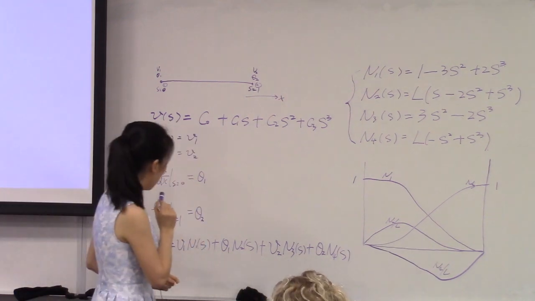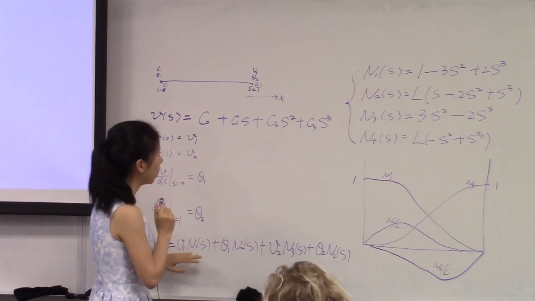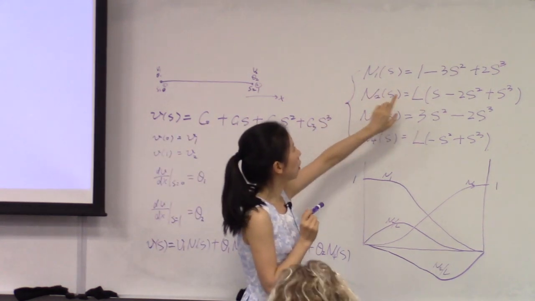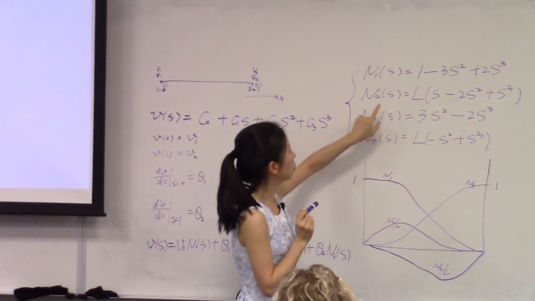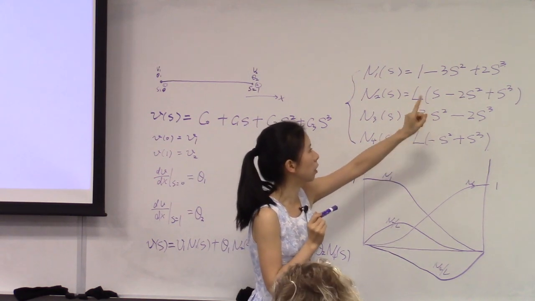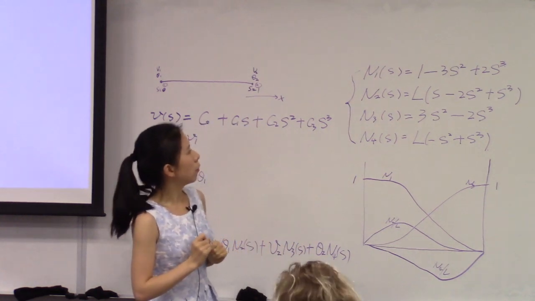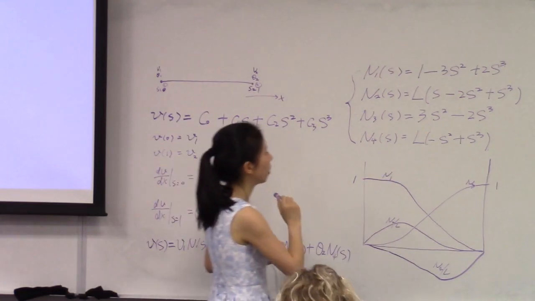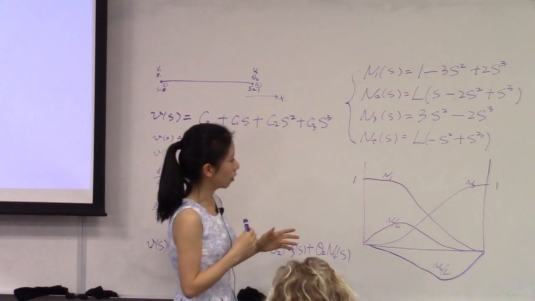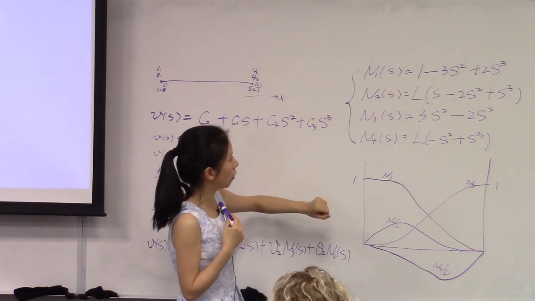By calculating this, we can find the shape functions: N1 as a function of s, N2 as a function of s, N3 as a function of s, N4 as a function of s, and the highest order is cubic. And if we plot these 4 shape functions, we can find that it looks like this. So we can check if this result is correct.